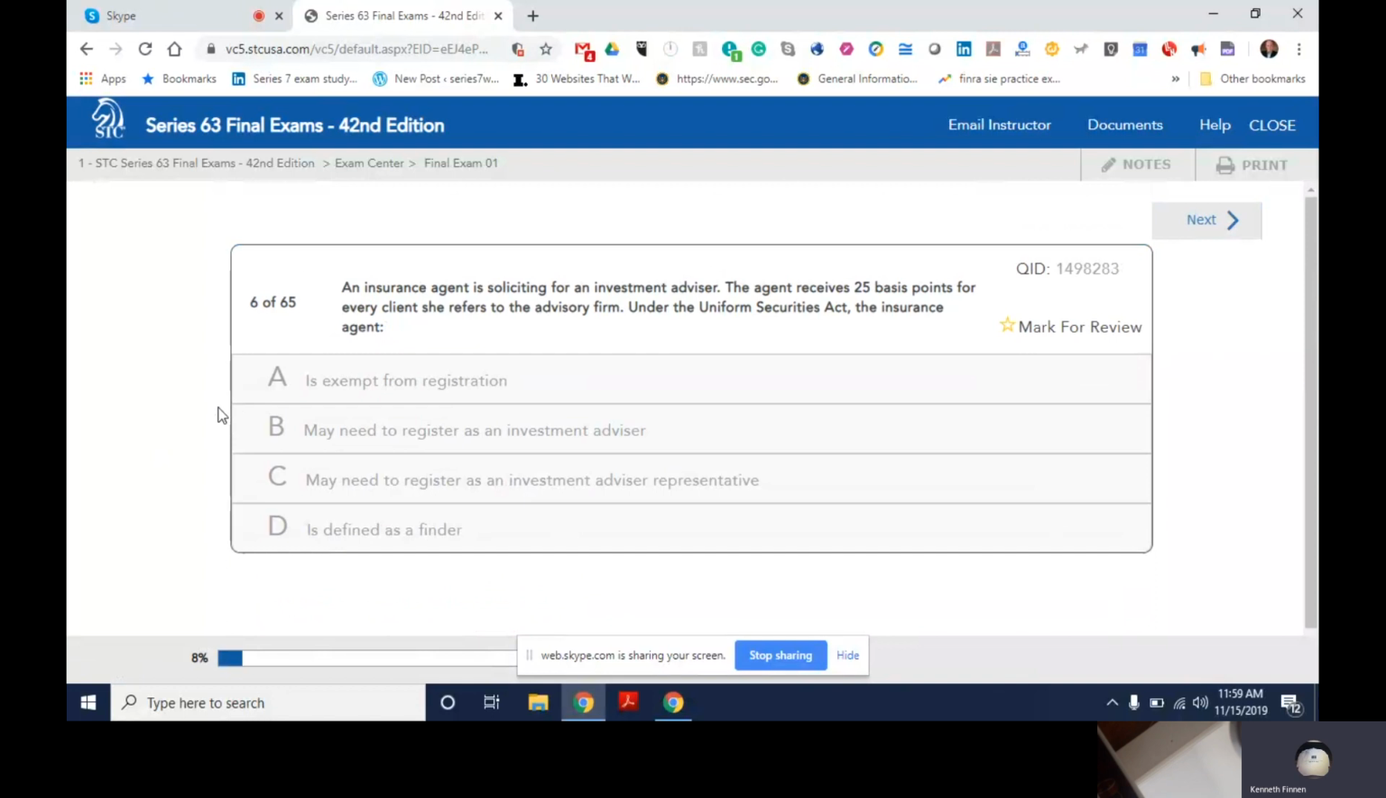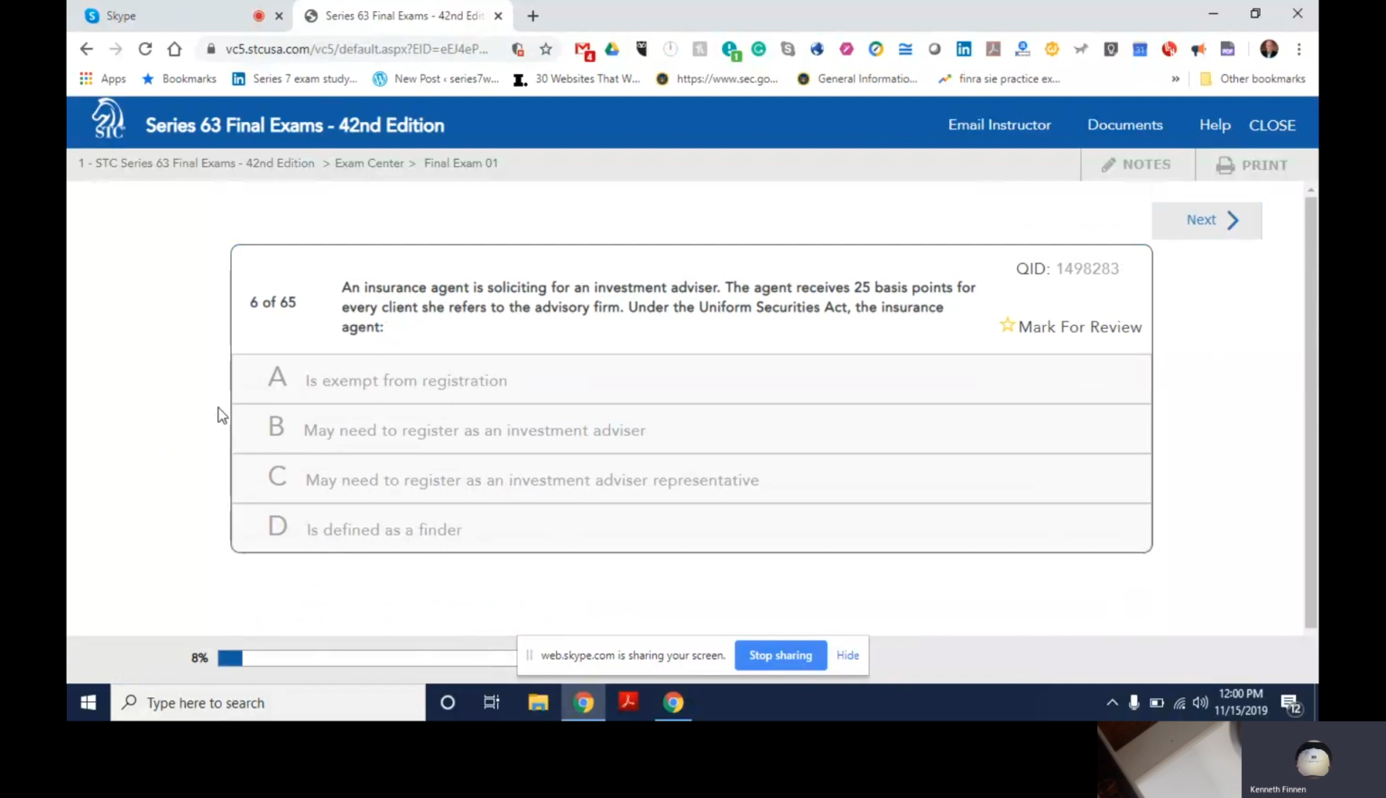An insurance agent is soliciting for an investment advisor. So I'm an insurance agent getting clients for an investment advisor, which is a firm. The agent receives 25 basis points for every client he refers to the advisory firm. Under the USA Act, the insurance agent is exempt from registration. No, he's getting paid. May need to register as an IA. We'll come back to that.